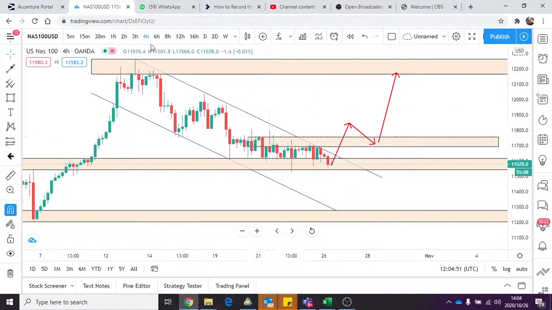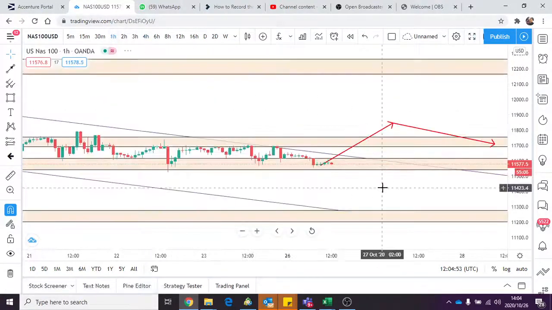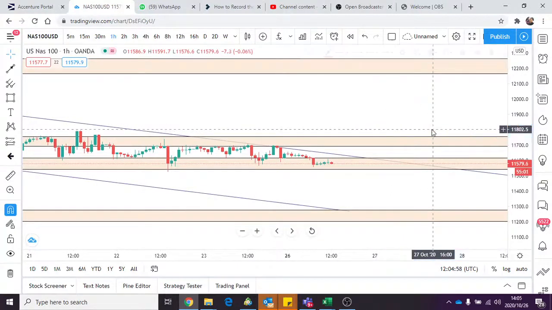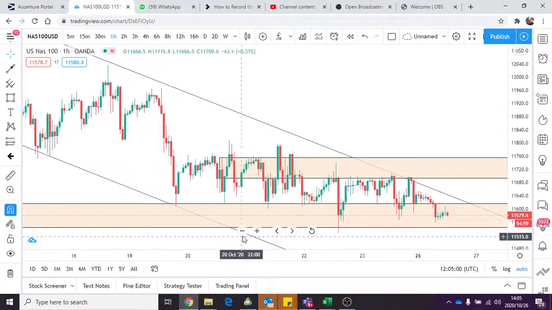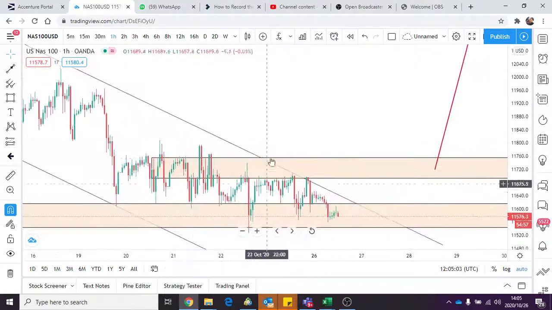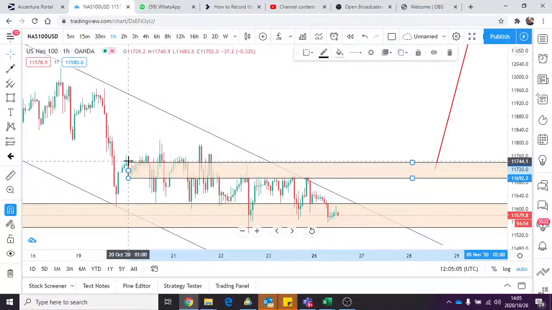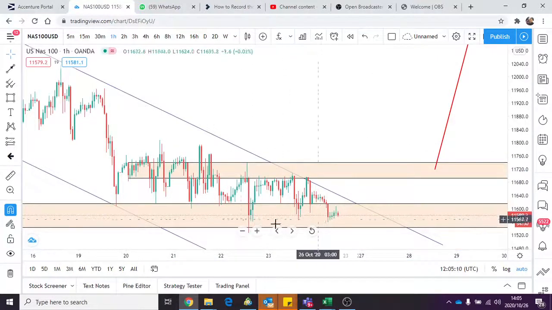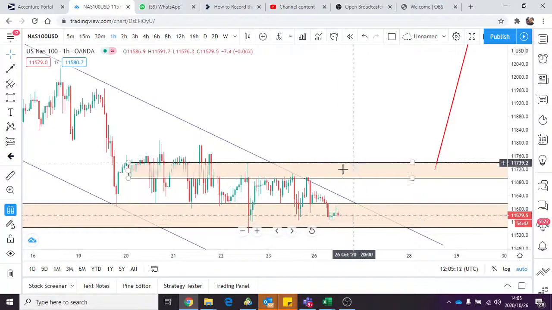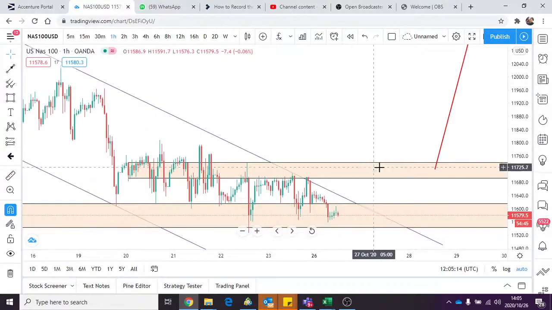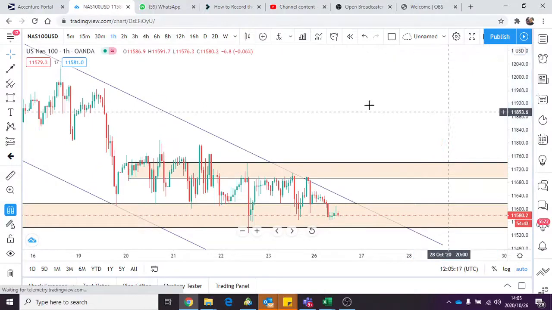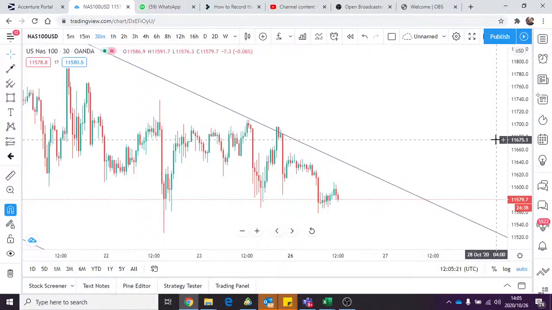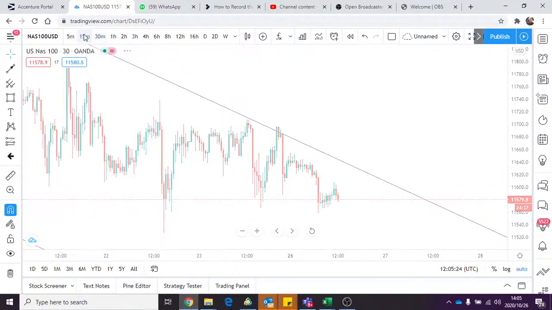Let me just clear this in a second. All right, so when we go to a lower time frame, we're still looking for the same thing. This is a bit messy, but it's fine. We're looking for price to bounce from where it is currently, go up, break this particular resistance zone, retest, and then we buy. On 30 minutes, we're still looking for the same thing. Everywhere we go, we're still looking for the same thing.